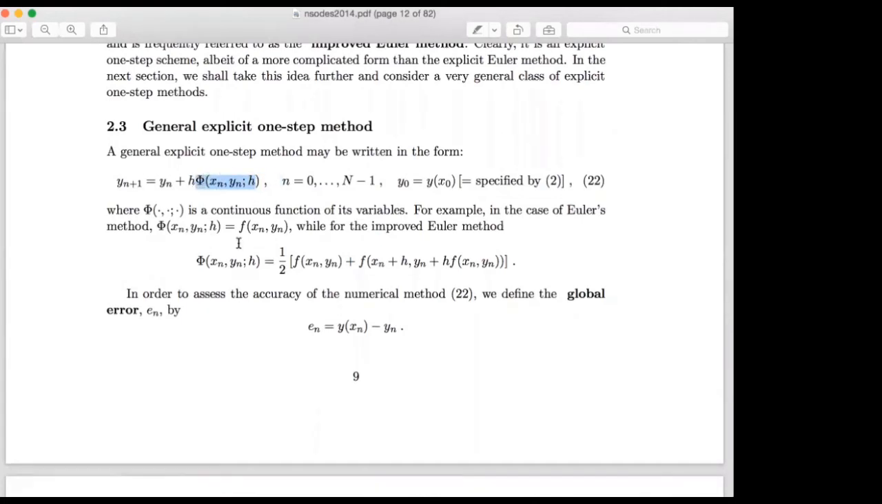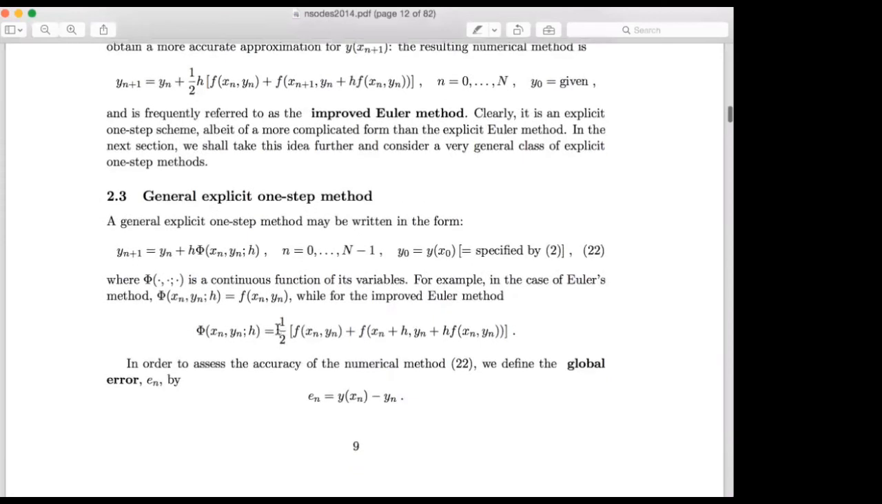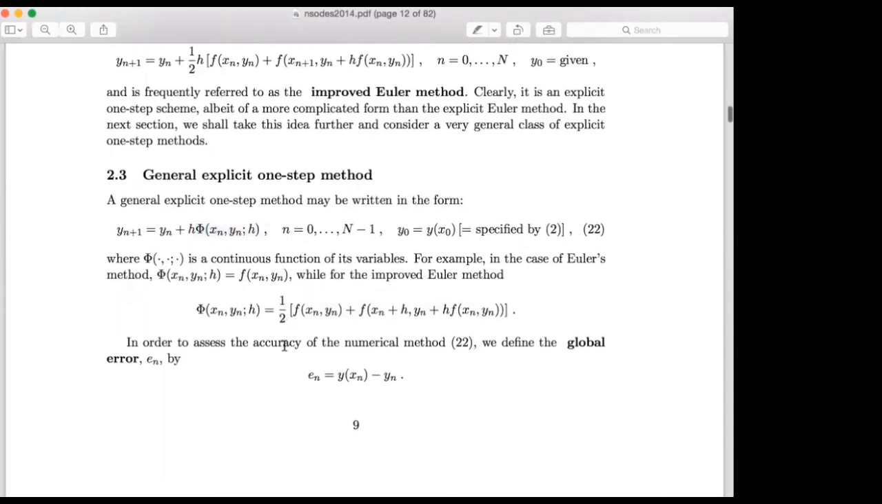For example, in the improved Euler method, the value of phi is this one. Am I right? Similarly, you can write it for the explicit Euler method. For the explicit Euler method, what will be the value of this? Can anybody answer? It's f_n. Am I right? Phi is equal to f_n.